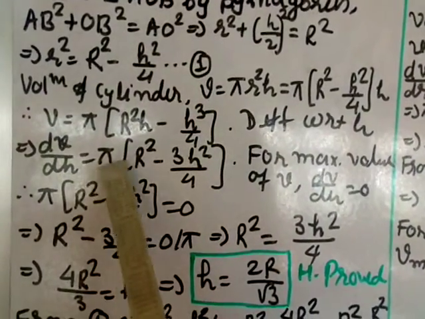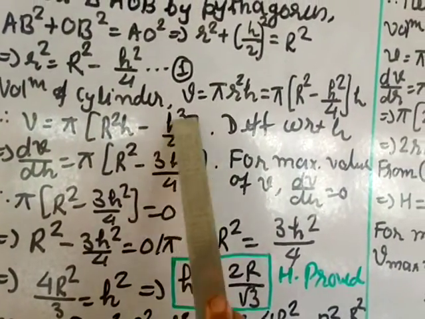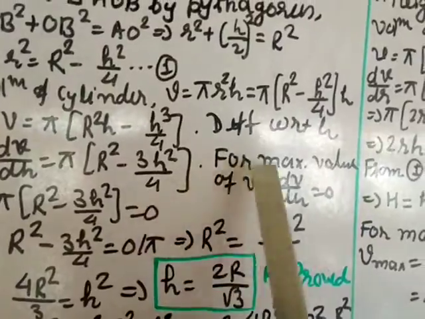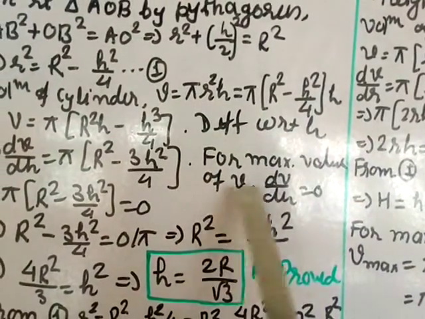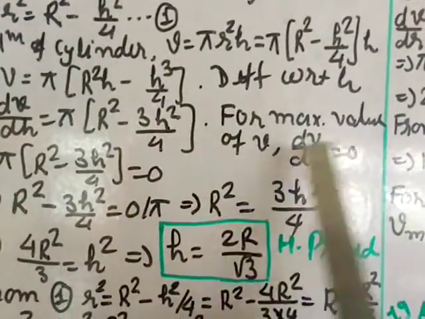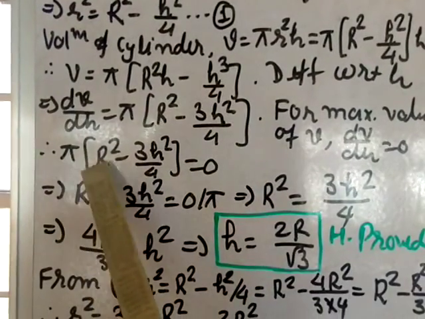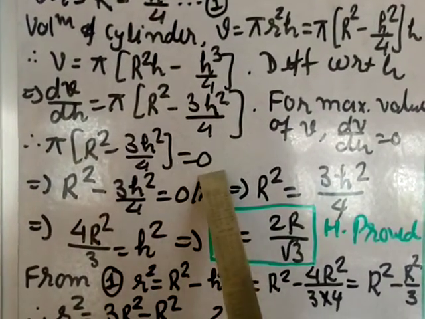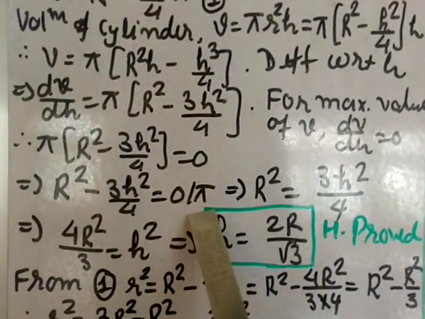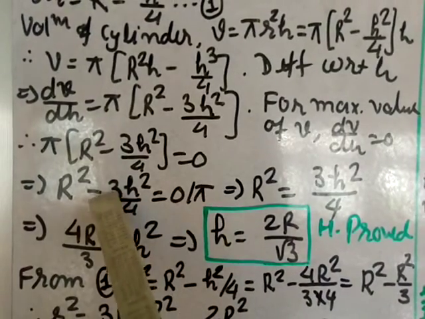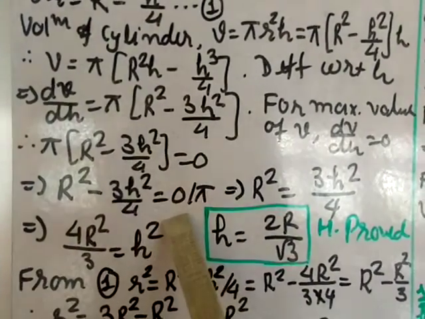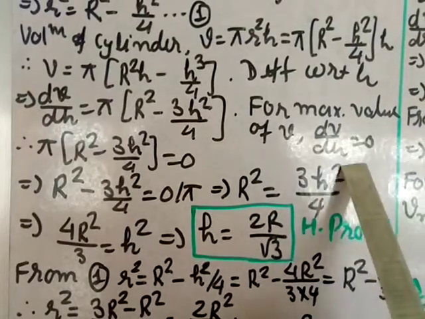So dV by dh is equal to pi into R square times 1 minus h cube is 3h square by 4. For maximum value of the volume, dV by dh has to be 0. So equate this with 0. So pi into R square minus 3h square by 4 equals 0. Pi you transfer here, 0 by pi, so it cancels and becomes 0. This 3h square by 4 transfer here becomes positive. So R square is equal to 3h square by 4.